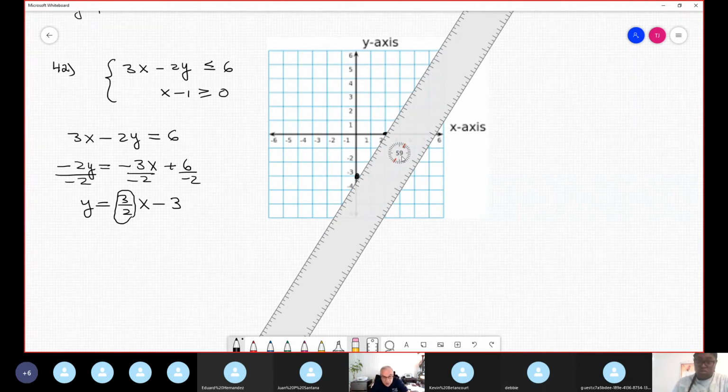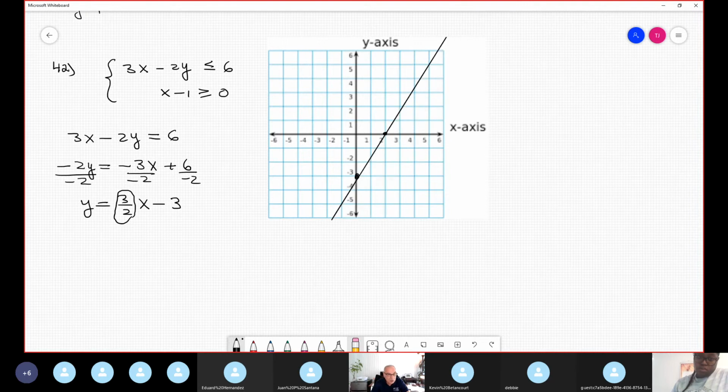The line splits the plane into semiplanes. I need to verify which semiplane I am going to shade. Okay, wait, I am lost. Okay, I take again the equation, but now you consider the inequality. You solve for y. Be careful. Minus 2y less than or equal to minus 3x. And do exactly the same, but using the inequality.